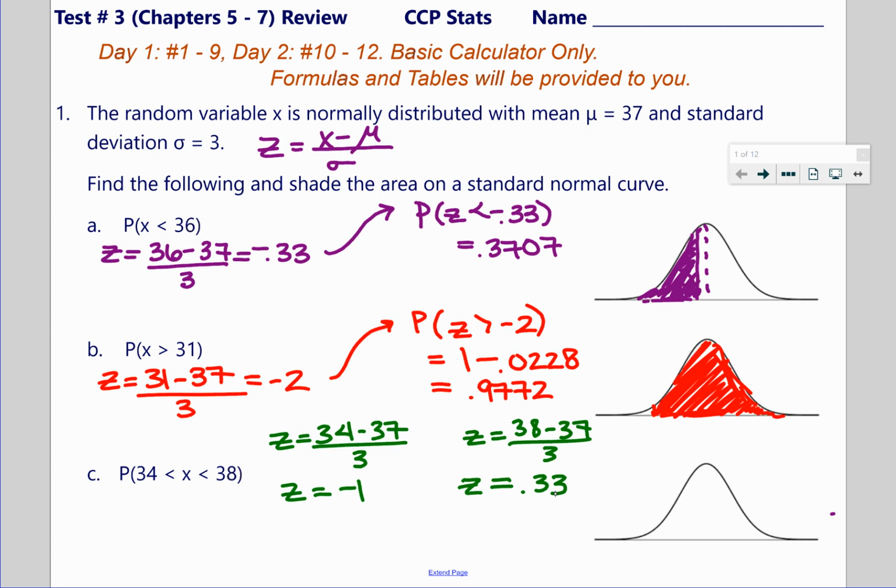All right, so now we're going to find the area to the left of each of those on our chart, and then we will, do you remember what we do with the values after we find both of them, if it's an area between or a probability between?